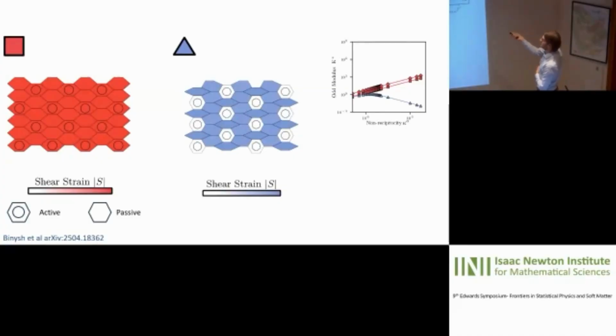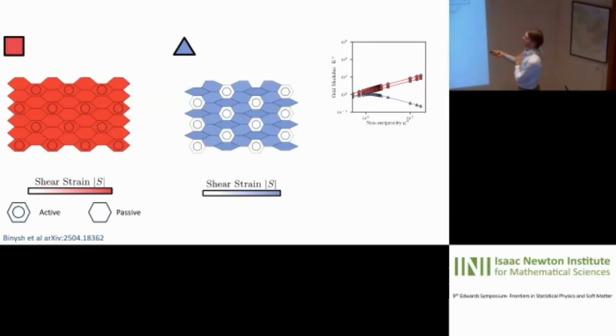You make the material microscopically more non-reciprocal, and you get a larger non-reciprocal macroscopic response, where every single hexagon, independent of whether it's active or not, deforms in the same way, and therefore all of the active hexagons contribute to the macro level.